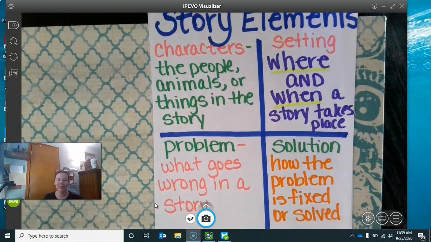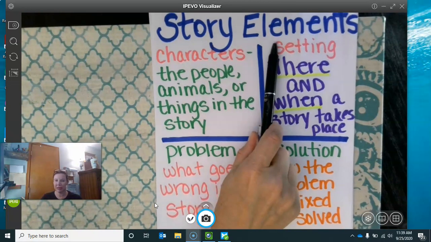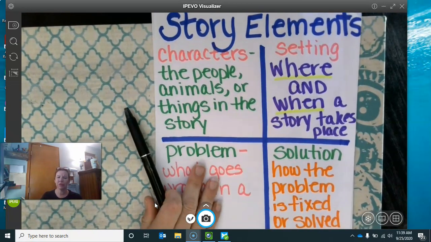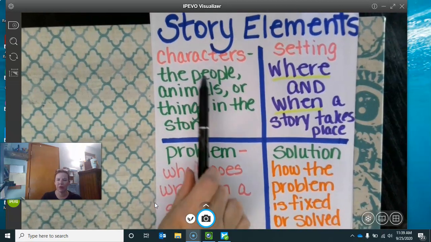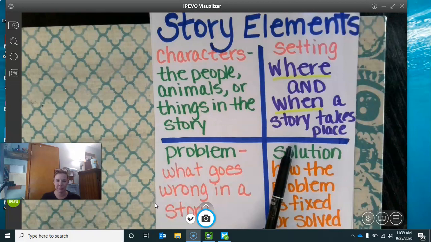Hi readers! So today we are going to talk a little bit about some important features in fiction books. These would be called your story elements. Some of our story elements in fiction books are our characters, the setting, and the problem and the solution.